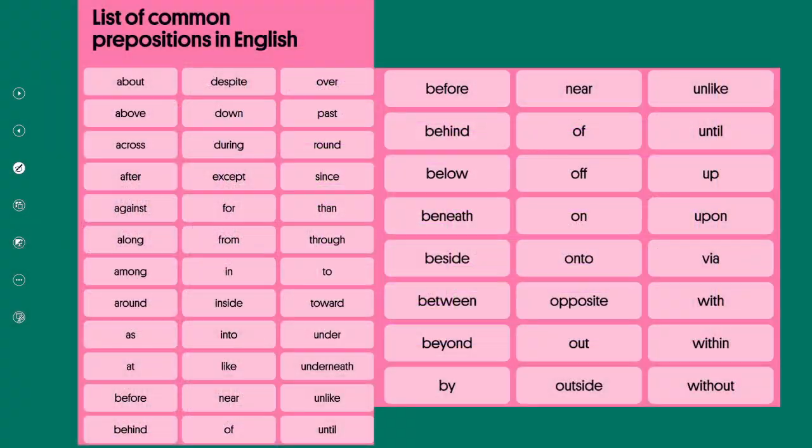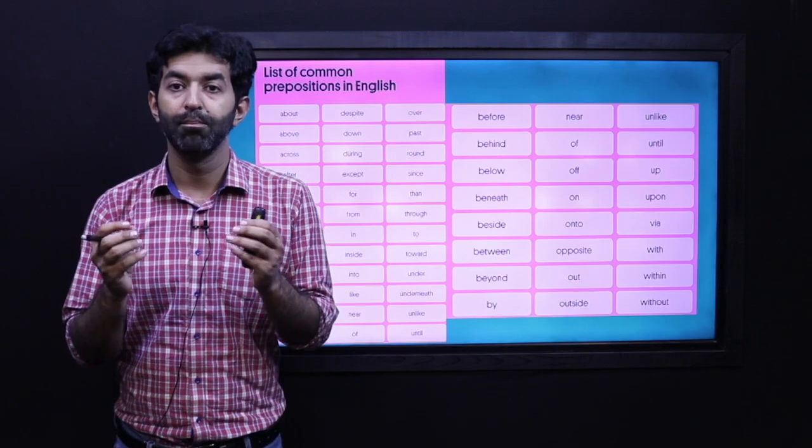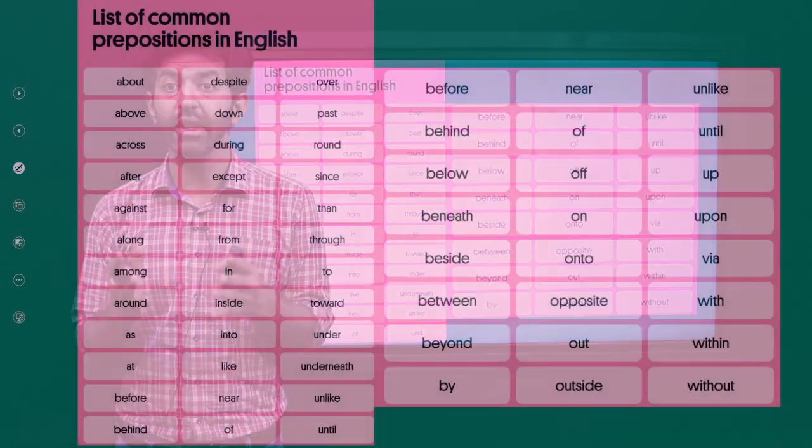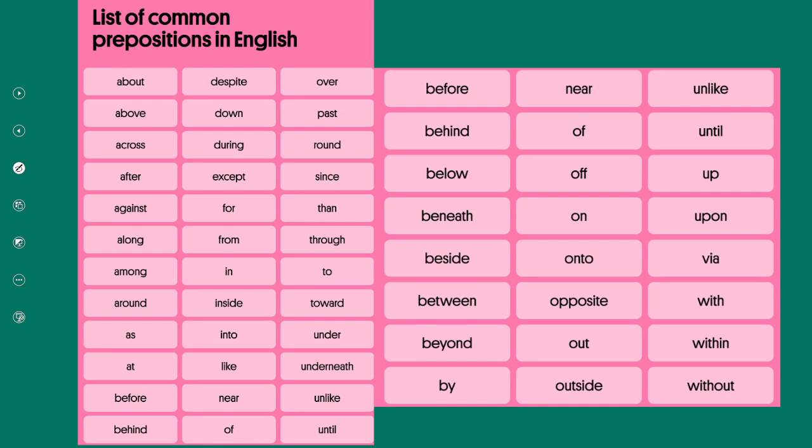Students, there are a lot of prepositions that you need to memorize. Here you can see a list of prepositions and these are all one-word prepositions. By combining these one-word prepositions together, you can make two-word prepositions and also three-word prepositions. So here is a list. Now pause the video, note all of these prepositions down and try to memorize them and use them with examples. This is about, above, across, and all these prepositions.